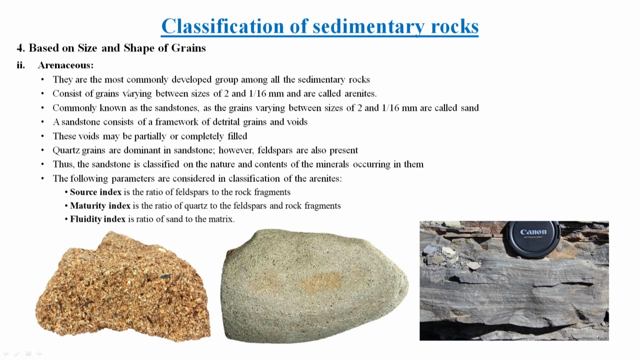Then you have the arenaceous ones, which are mostly dominated by, you can say, your sandstone. In that case, you will have a grain size between 2 millimeter and 1/16th of a millimeter, and these are called arenites. Generally they are well sorted in nature in terms of their maturity or sorting. So your source index is the ratio of feldspar to the rock fragments. Maturity index is the ratio of quartz to the feldspar and the rock fragments, and your fluidity index is the ratio of sand to your matrix.